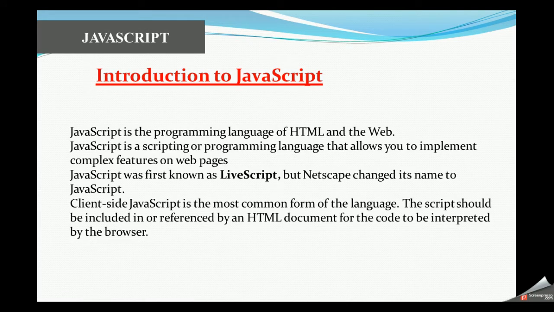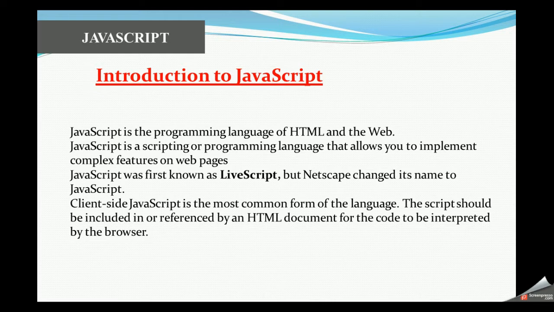So we can say that JavaScript is the programming language of HTML and the web page. Although it is said to be a scripting language, you can't say it is a programming language. So JavaScript is the scripting language, and if we want to implement some complex feature on our web page, we will be using JavaScript. Okay, so client side. Now, what is JavaScript? It is a scripting language.